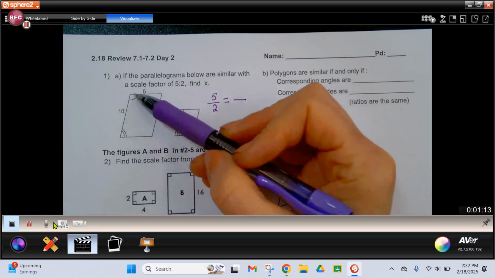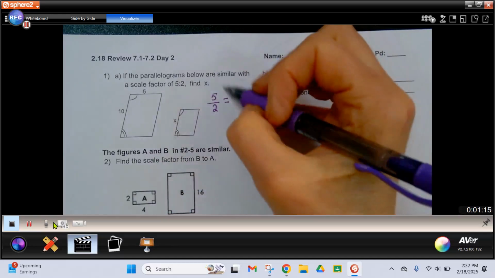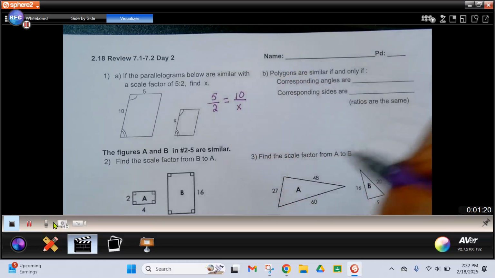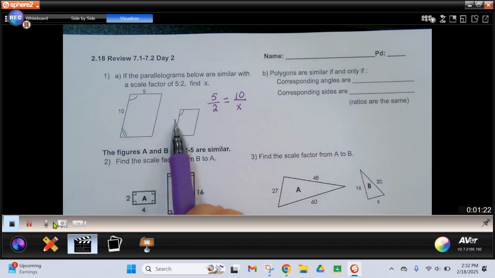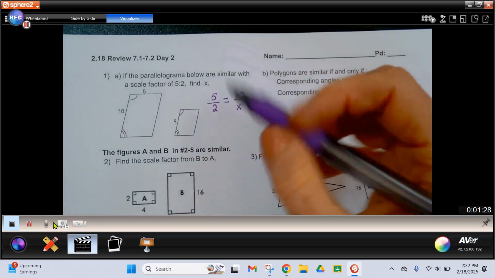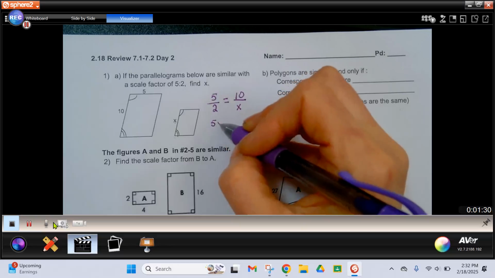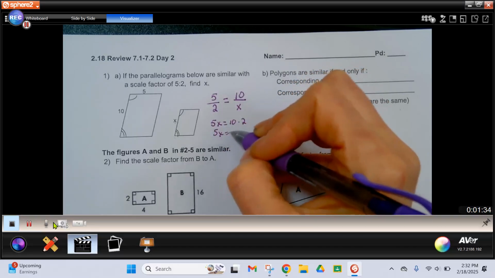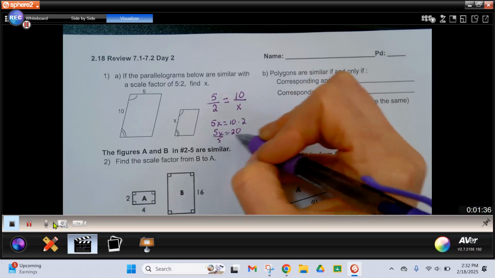So if I look at this figure here, I can see that this side corresponds to this side. They both fall between the two congruent angles here. So 10 corresponds with x. And I went from big to small. Big figure to small figure. And this was matching the big to small. Now we cross multiply to solve. So 5 times x equals 10 times 2. That means 5x equals 20. Divide by 5, and x equals 4.